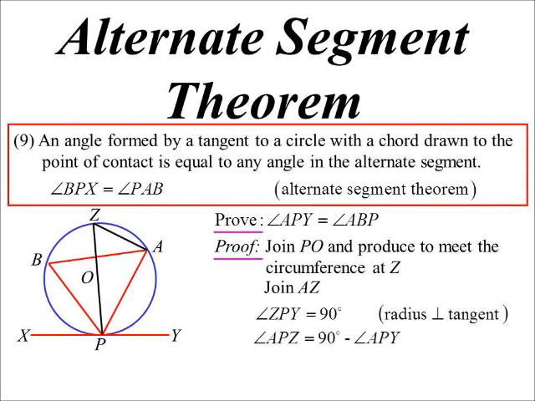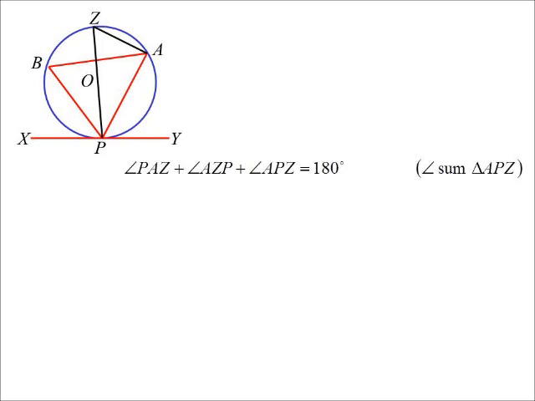I also know then that APZ will be 90 minus APY. So PAZ, where's PAZ? That's now the angle in a semicircle. Remember I said I drew it so that PZ was a diameter. The three angles in triangle APZ must add up to 180. So if I substitute in, we said PAZ was 90, and we said APZ was the same as 90 minus APY. I can rearrange that and I get AZP is equal to APY.